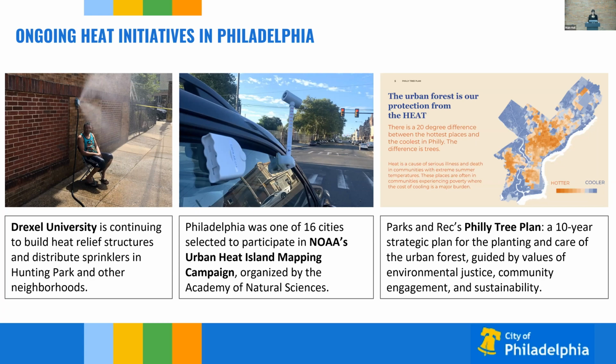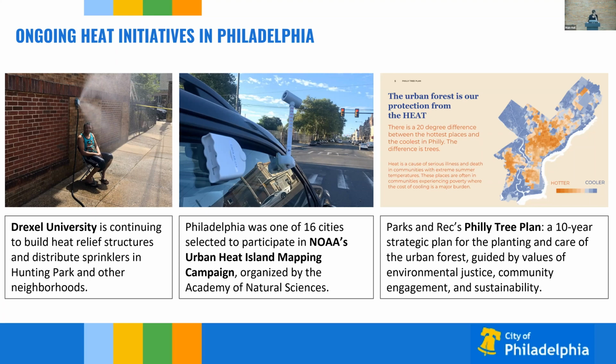And then I also wanted to highlight something else that the city's been working on. The Department of Parks and Recreation has been developing the Philly Tree Plan. It's a 10-year strategic plan to grow the urban forest, guided by environmental justice, community engagement, and sustainability. They put a ton of work into this strategic plan. They developed an interactive map of the urban tree canopy, so you can see gains and losses in tree canopy from 2008 to 2018 from satellite imagery. And over those 10 years, Philadelphia lost 6% of its tree canopy.